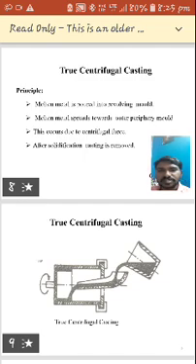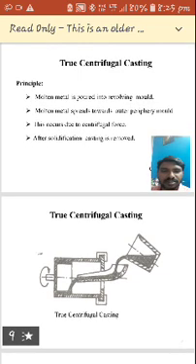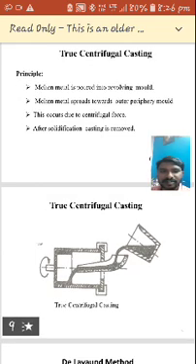Here the molten metal is poured into the revolving mold. How is the molten metal prepared? We take the metal and melt it in a separate furnace, collect it in the ladle, and from the ladle pour the molten metal into the revolving mold. That is the process.